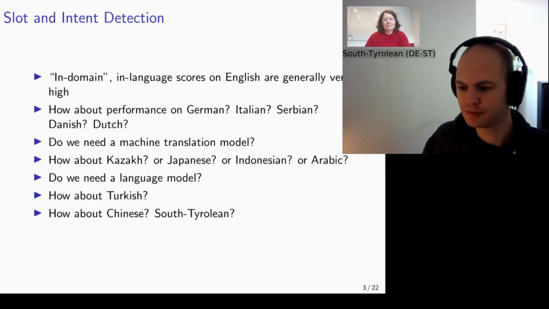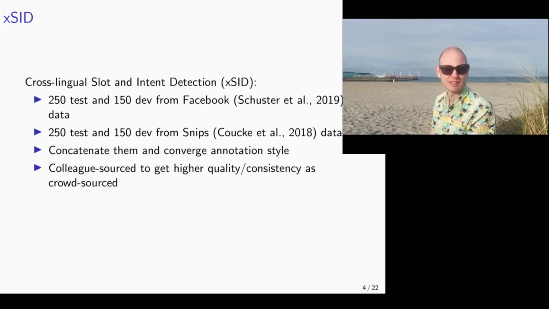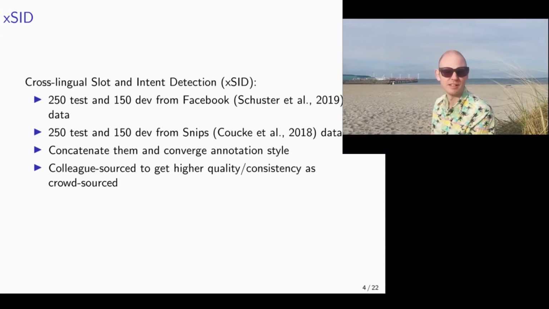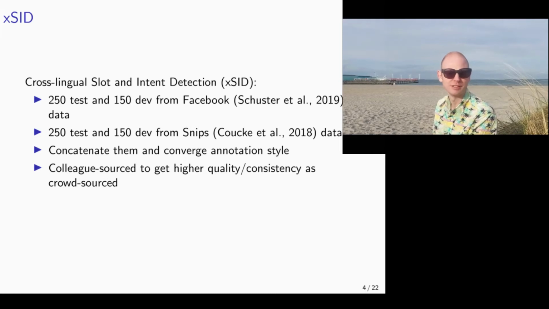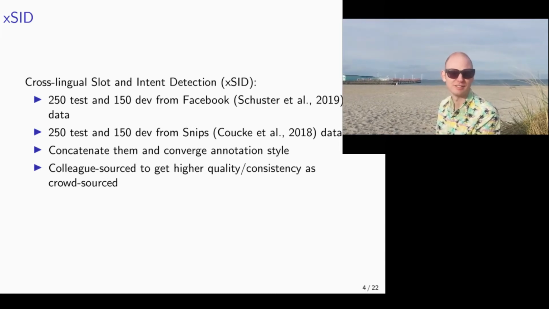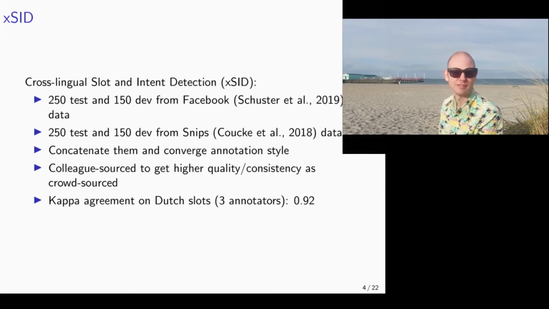Hola. We based our annotations on the data from two existing datasets. We took 400 samples from each, created new guidelines, and converged annotation styles. Kappa agreement with the new guidelines on the Dutch data was 92, indicating a near-perfect agreement.